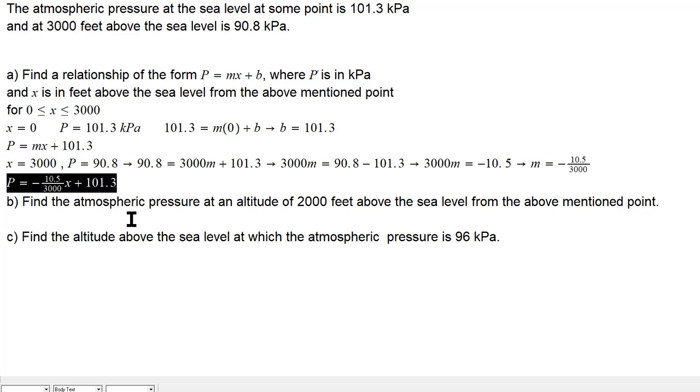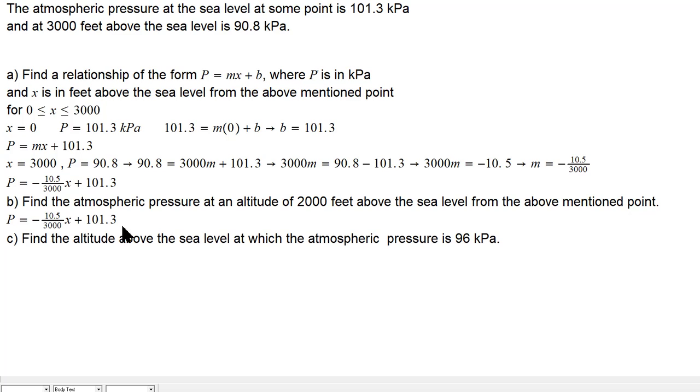It says find the pressure at an altitude of 2000 feet. So all that I have to do is just substitute 2000 in here and let the calculator calculate it. So that's going to be 94.3, and let's just write the unit here, kilopascals.